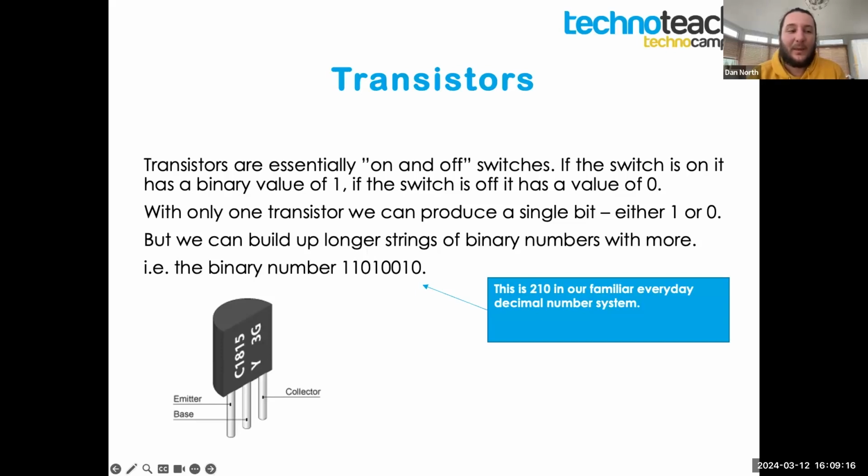And when those binary signals are sent in some sort of meaningful order, we can decode that order, and we can get processes running on our computer, and we can build quite complicated systems through controlling the bits that are able to flow through. So with a bunch of transistors, we can build up a longer string of binary numbers. For instance, the binary number 11010010, which would be 210 in our everyday decimal systems.